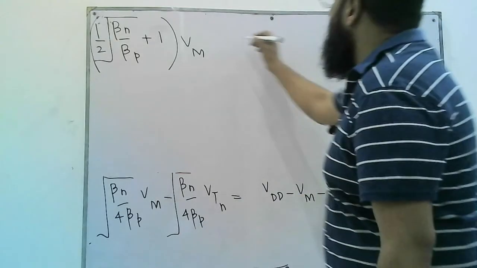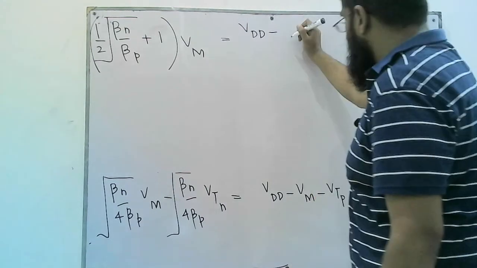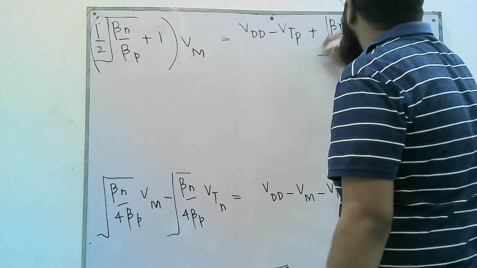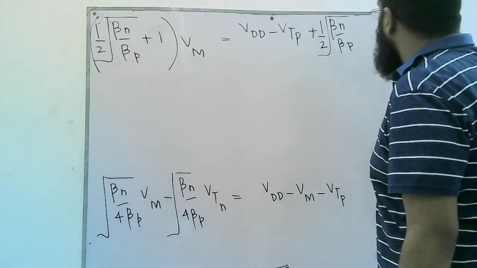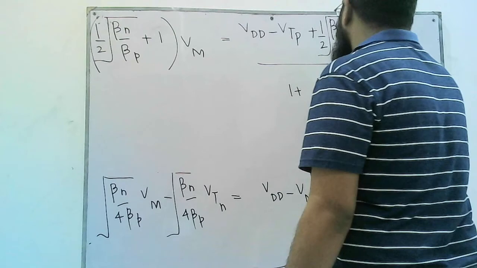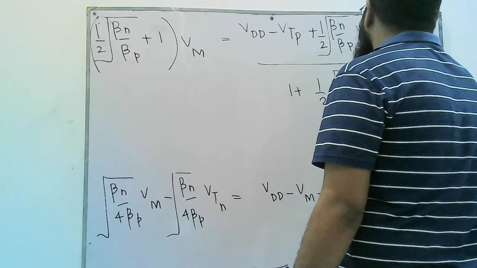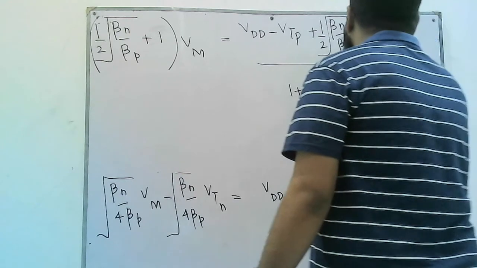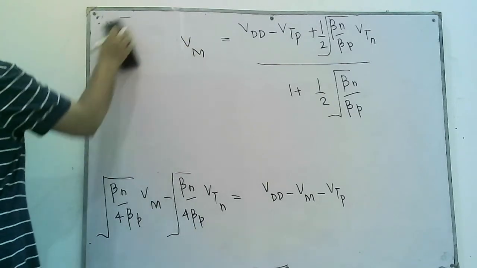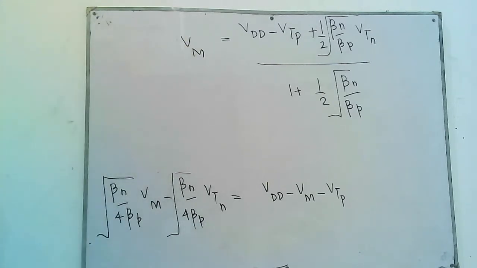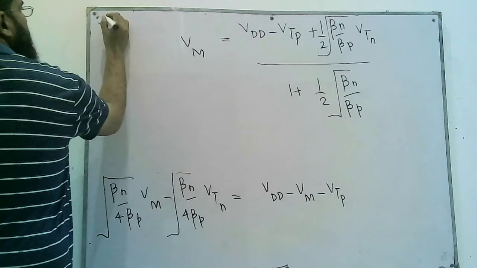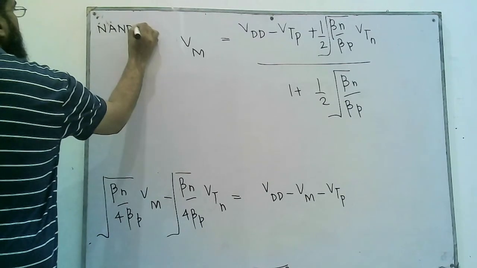This means the numerator is VDD minus VTP plus the square root of beta N over beta P times VTN, and if we divide it, the denominator becomes 1 plus 1 over 2 times the square root of beta N over beta P. So this is the expression for Vm, the middle voltage, for a 2-input NAND.